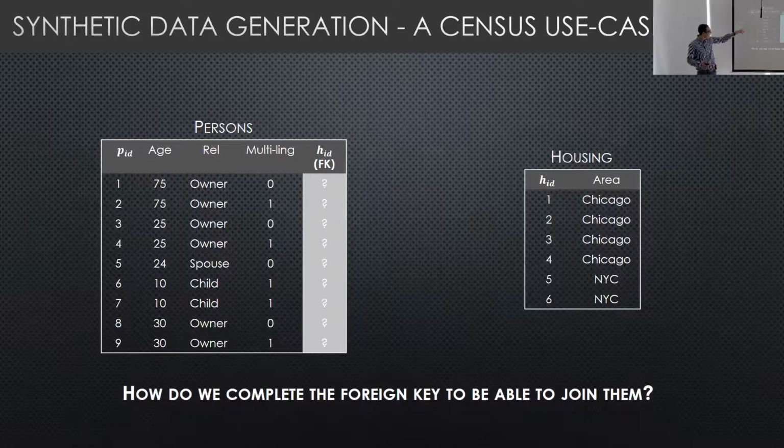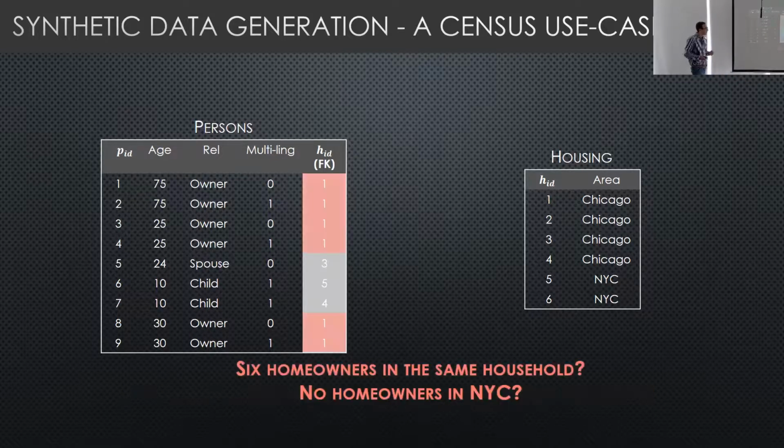So I've added this column, but now it's empty, it doesn't have any values. And the question is, how do we assign values to it? One approach is to look at the HID column in the housing table, look at the available values, and just arbitrarily assign each person with a value. However, this can result in problematic data. For example, here we have 6 homeowners in the same household and no homeowners in the New York City area.